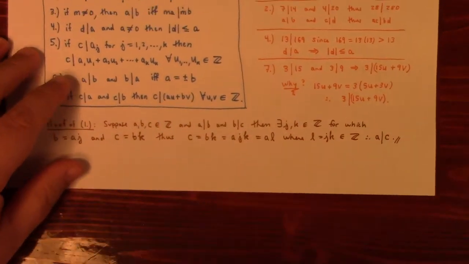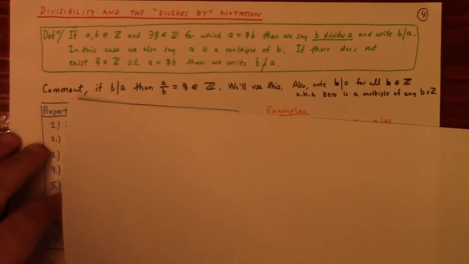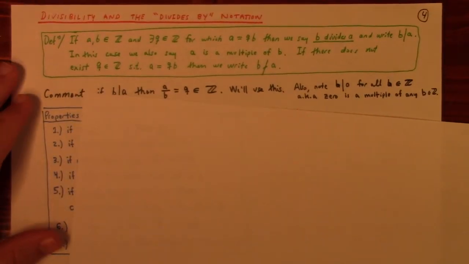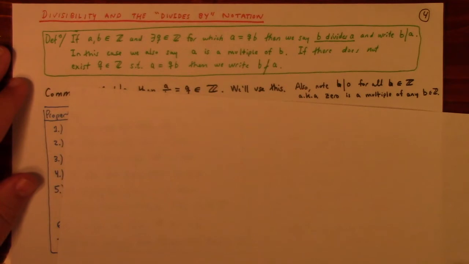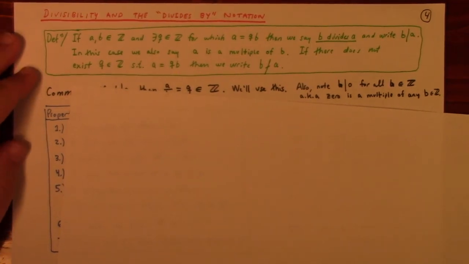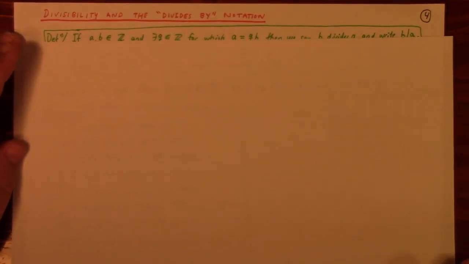Divisibility. All right, so now we got the Euclidean algorithm. We got the division algorithm, I should say. The Euclidean algorithm, in contrast, is an honest-to-goodness algorithm, so there's that. But before we get to the Euclidean algorithm, we need to talk a little bit about divisibility. So what do we mean by divisibility and the divides by notation?